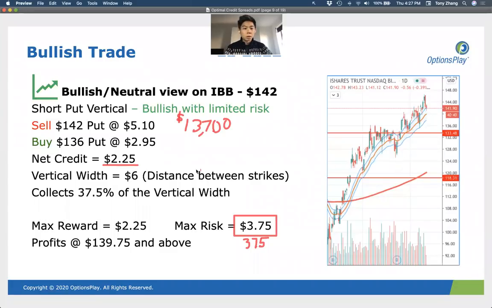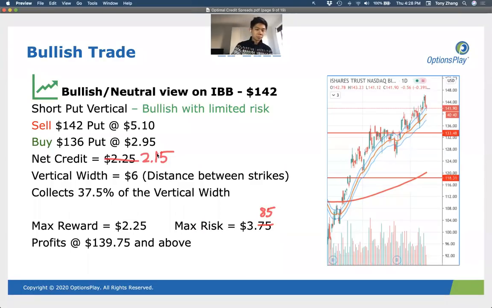I'm not sure. Someone said that I did my math wrong here. If this is 215, and the risk is actually 385. Okay, I apologize for that. A bit of a math error on my end. So let's see, 510 minus 95. That's correct. So a little bit less credit than we were looking for, 10 cents less credit.